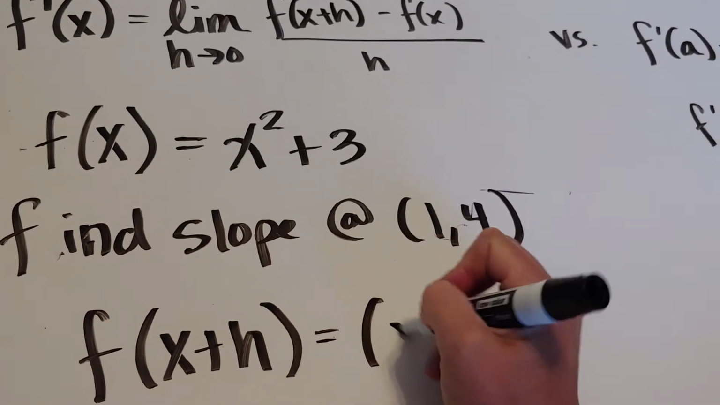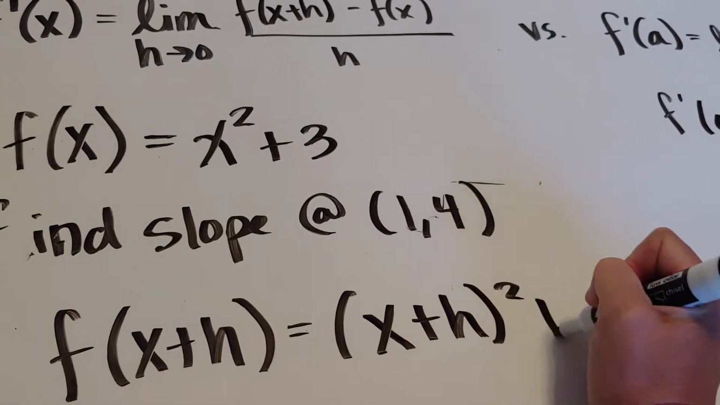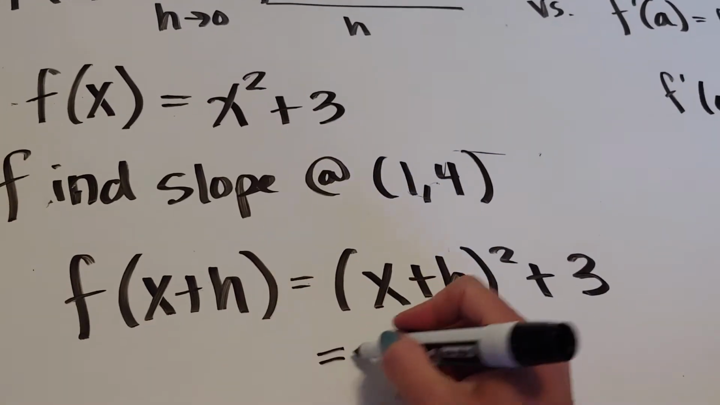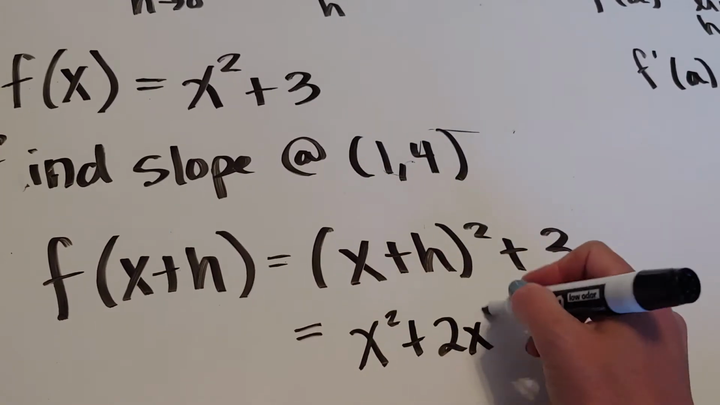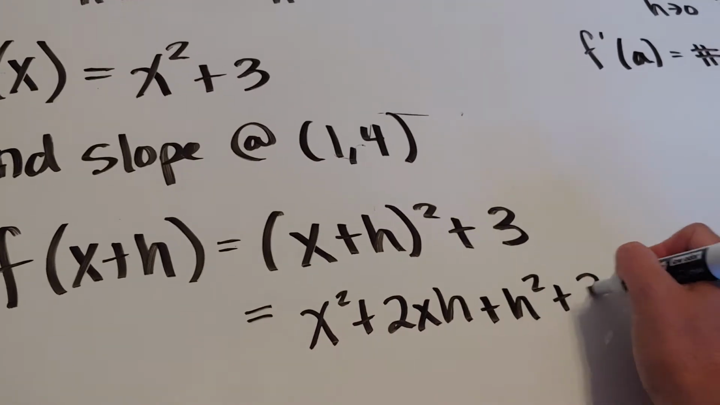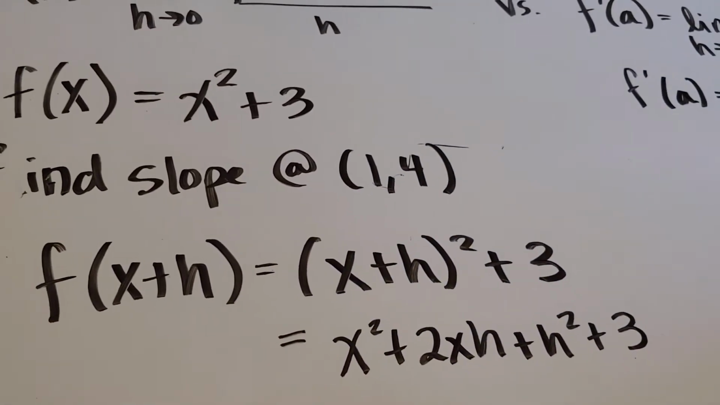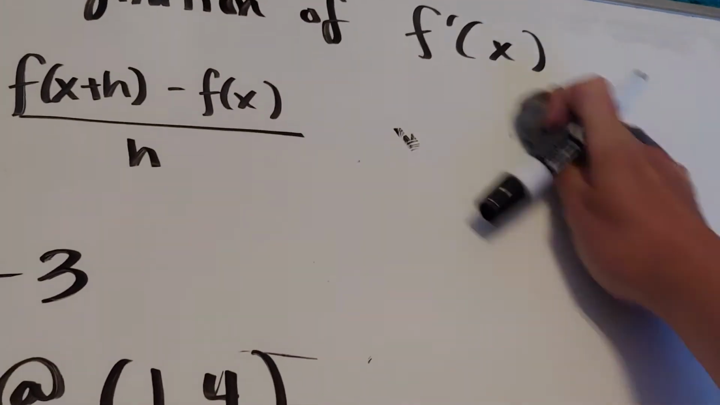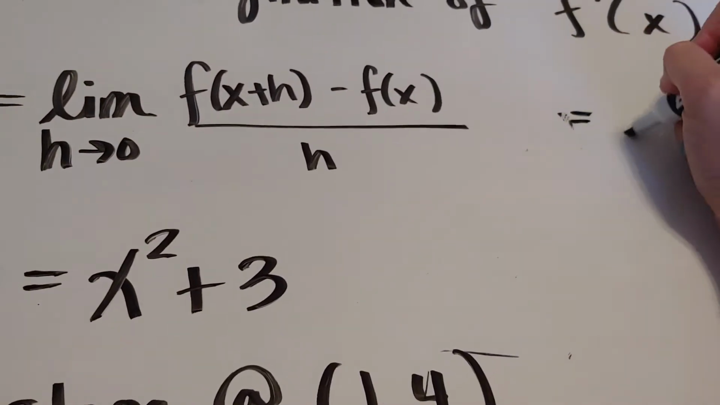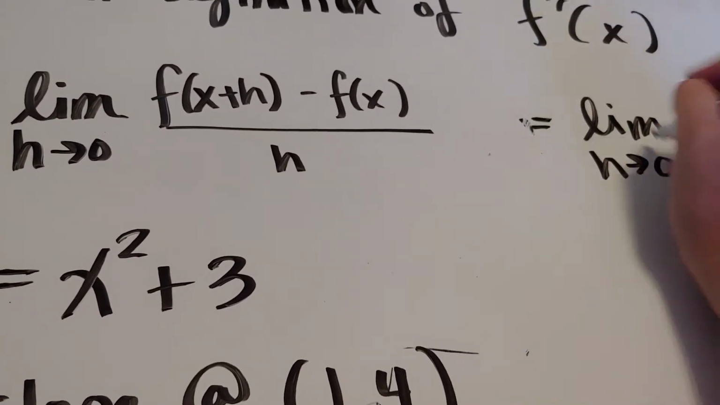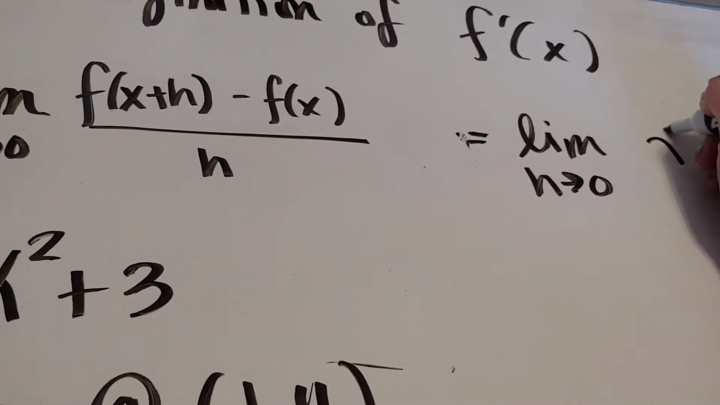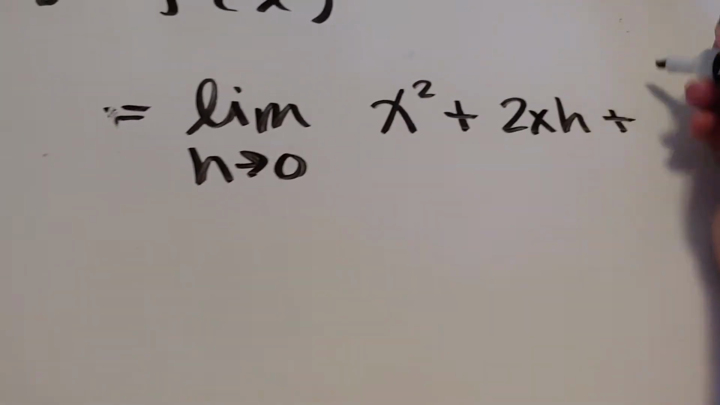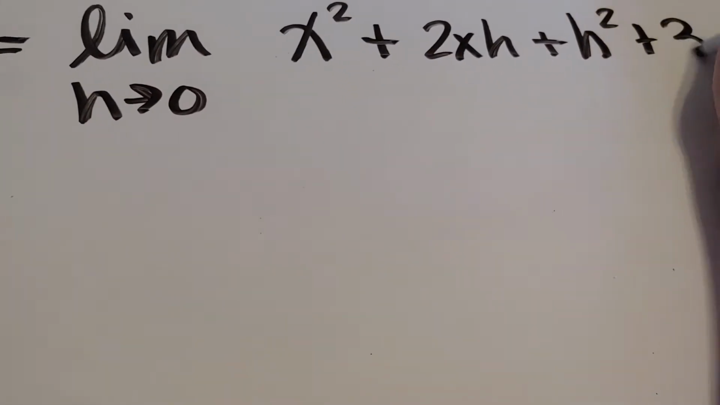So you'll notice it says f of x plus h. So what this means is that everywhere I see an x in my equation, I'm going to put an x plus h. Okay, when I FOIL this out, I'm going to get x squared plus 2xh plus h squared plus 3. Okay, now, here we go. We're going to go ahead and use this formula. So in fact, I'm going to write it up here. Okay, so when I go to use this, f of x plus h is what I just found, that x squared plus 2xh plus h squared plus 3.